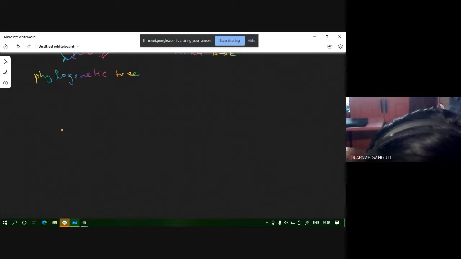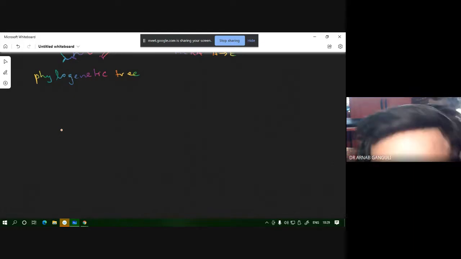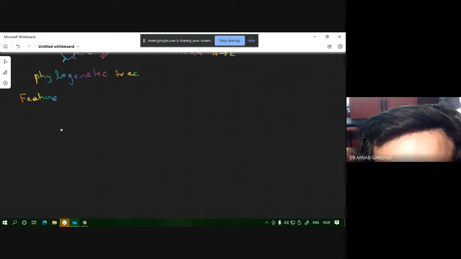Now, we are trying to build a phylogenetic tree. We are using species, and the feature which we are using. This is the feature, and here are the animals we are using.